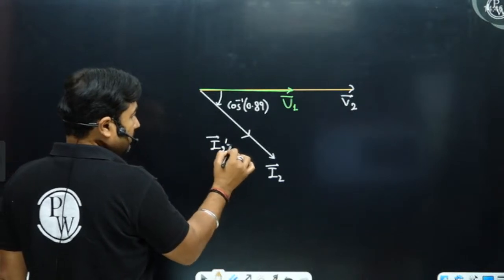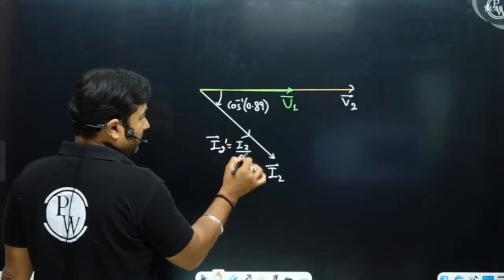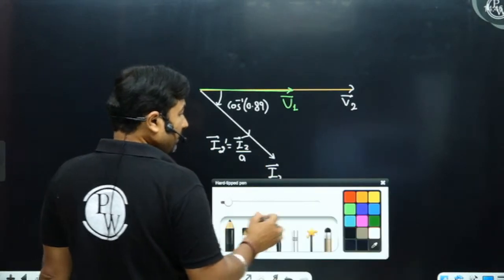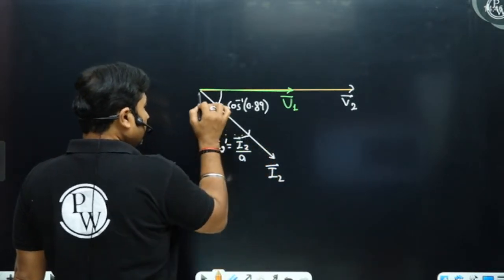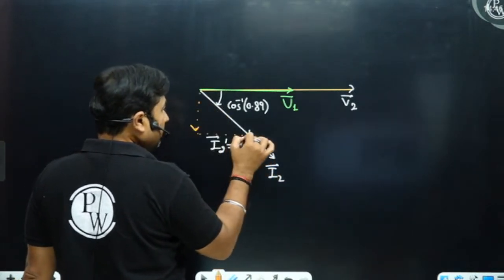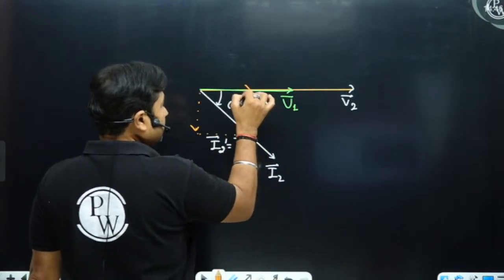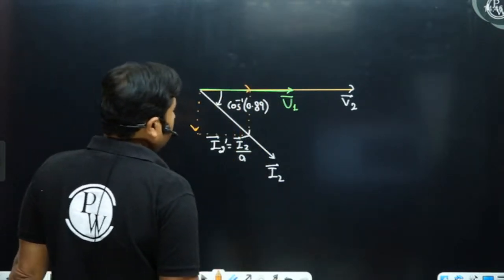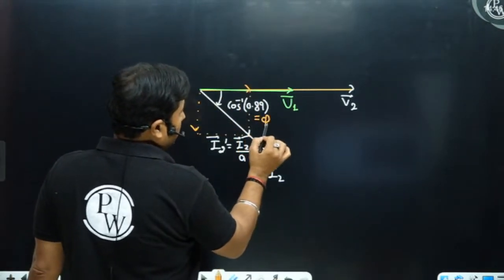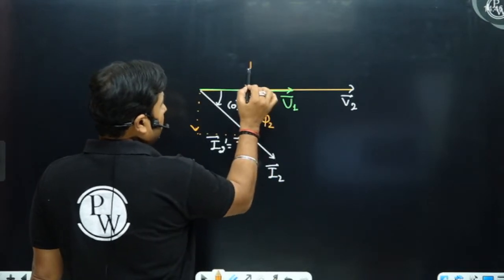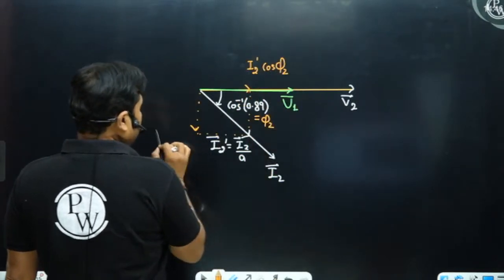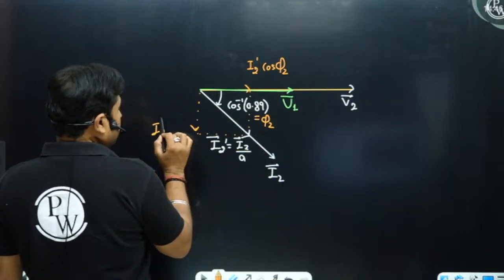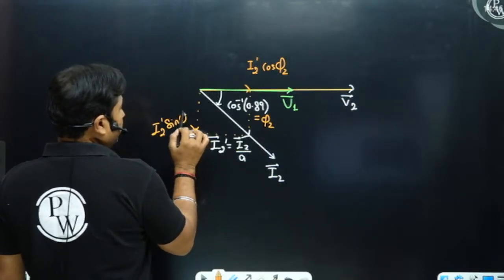I2 dash is I2 by A. So this current is also lagged by this. It has two components. One component is this one and one component is this one. Yes, sir. So let it be phi 2. So one can write, sir, I2 dash cos of phi 2 and I2 dash sine of phi 2.